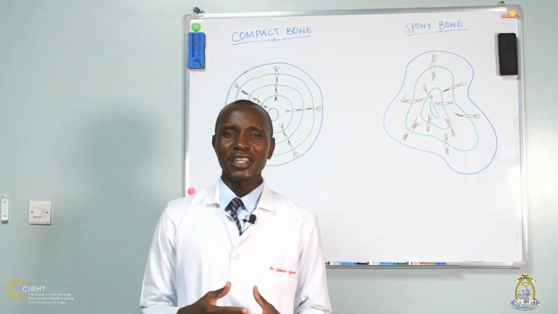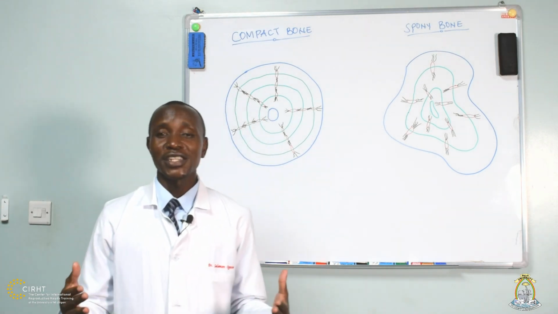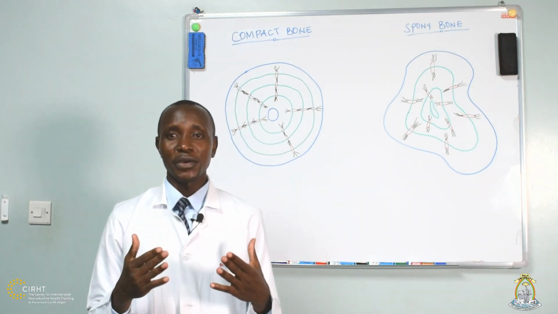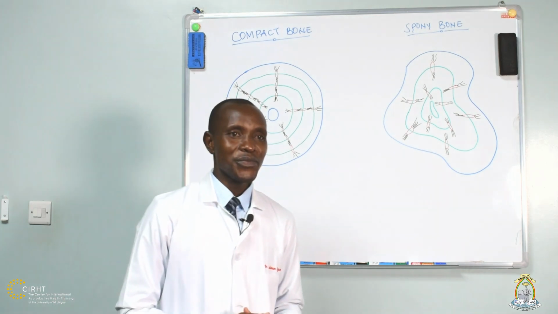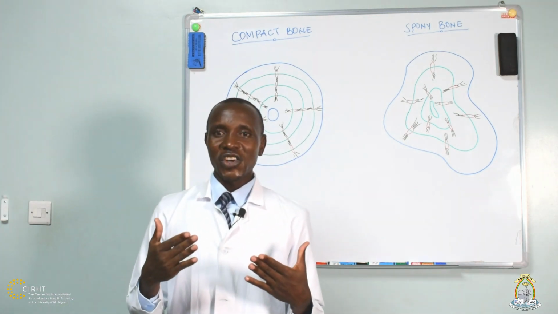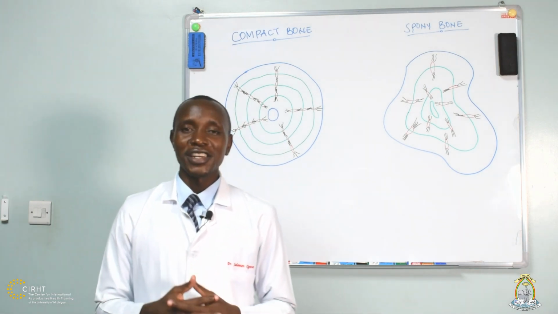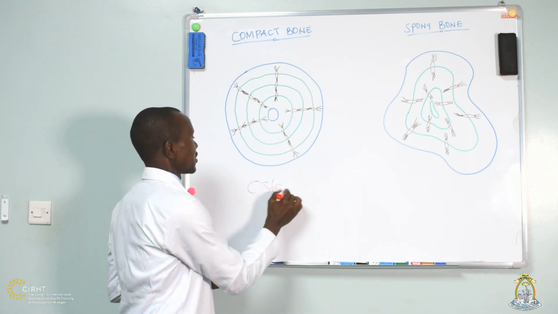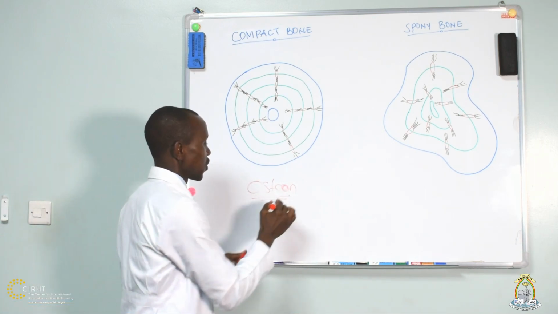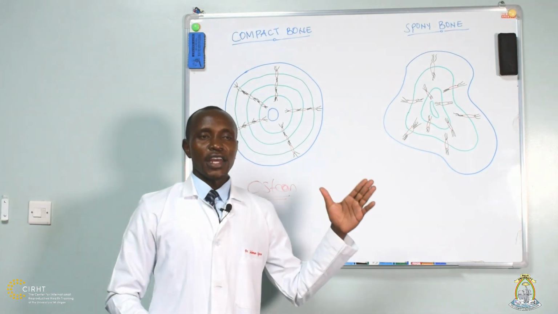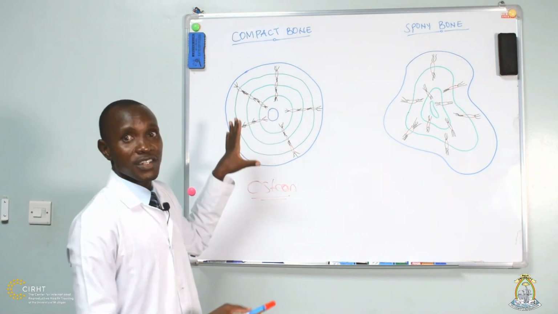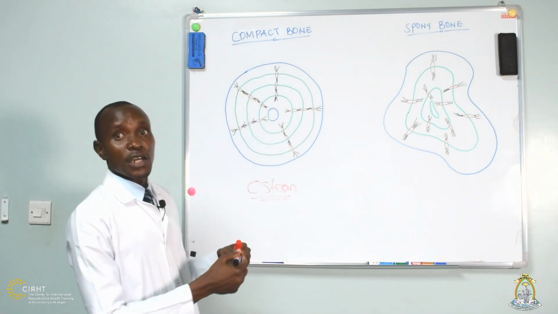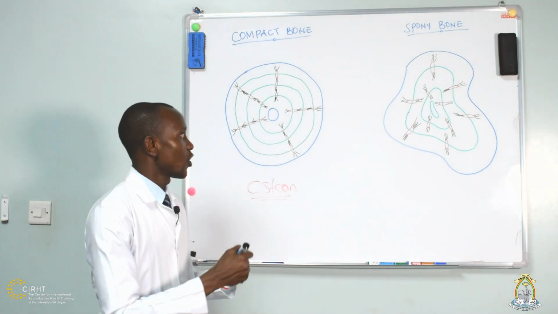Because it is very important, it is paramount for us to look into detail the structure of the bones. We are going to look at the compact bone and the spongy bone. The structural and functional unit of a compact bone is called an osteon. The components of the osteon include what can be seen in this picture here. Basically, the notable part is the concentric ring of lamella.